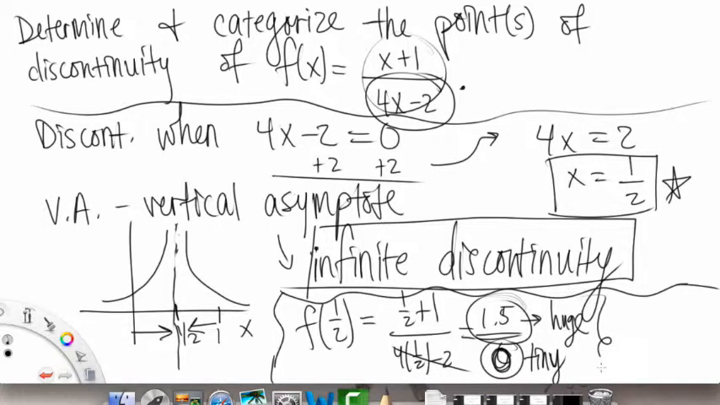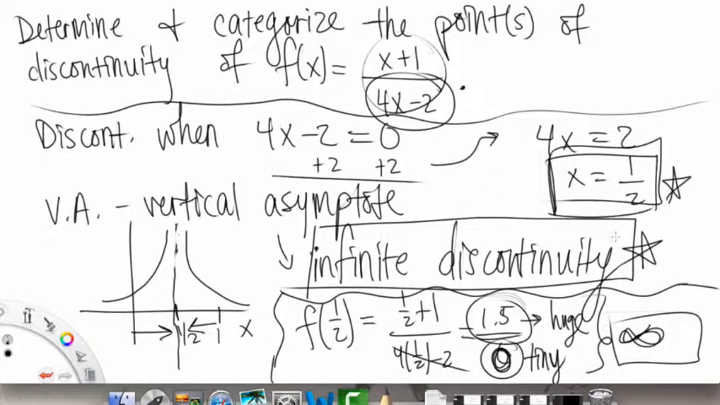This is basically what you will learn later on about infinite limits and whatnot. This is going to tend towards some kind of infinite value. So that's where the infinite discontinuity comes from. But for now, all we have to know is that the point of discontinuity occurs when x equals 1/2, and the type is an infinite discontinuity. Okay?